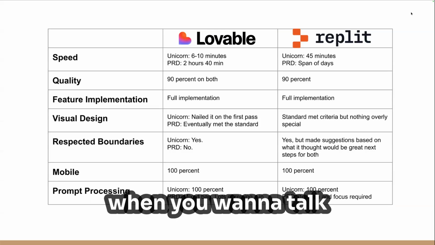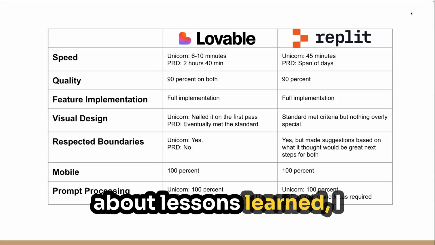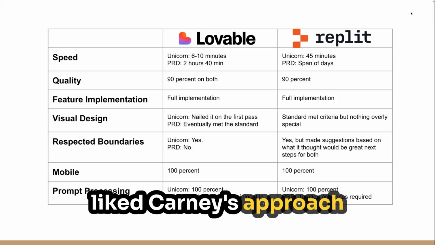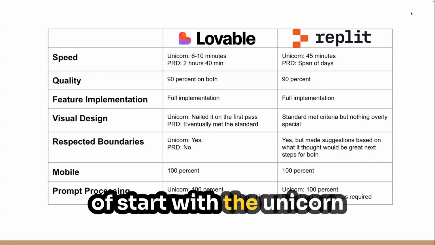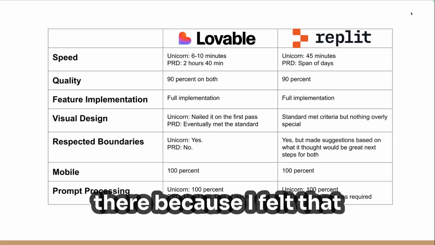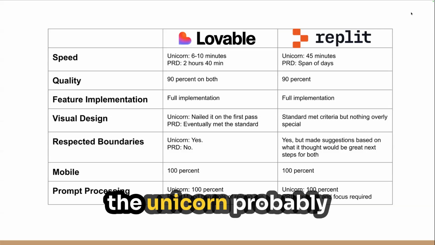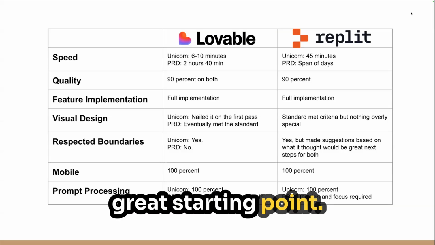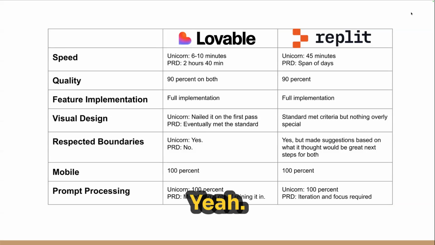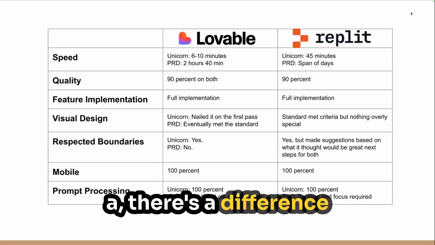When you want to talk about lessons learned, I liked Carlene's approach of starting with the unicorn and then iterating from there, because I felt that first version with the unicorn prompt would have been a great starting point.